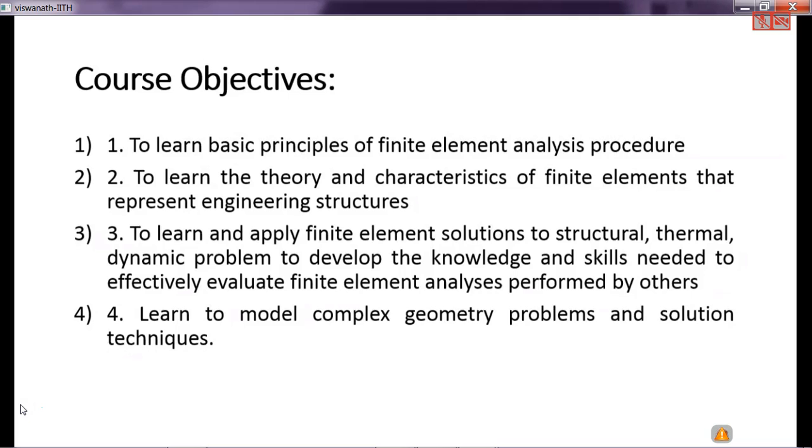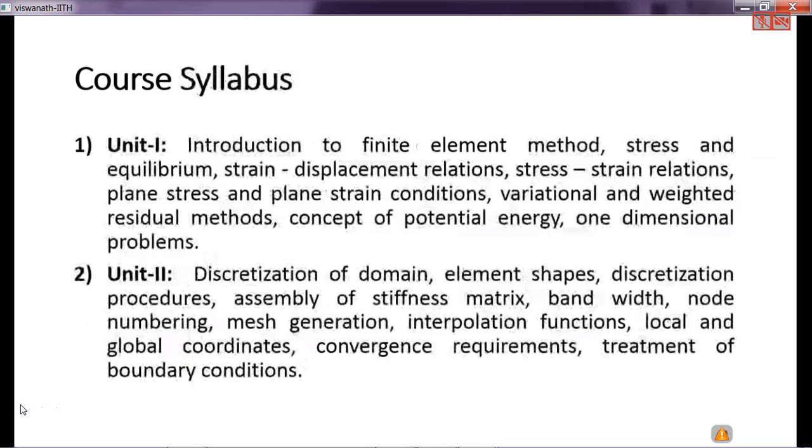Okay, so now knowing the course objectives in detail, I would go into the course syllabus that will be there for this given class. If you have any questions at this point of time, anybody can raise them so that we can discuss over it.